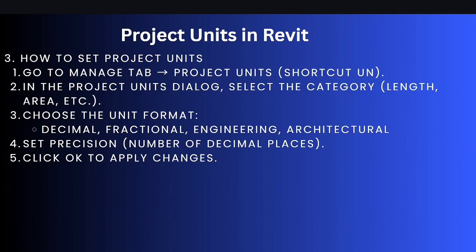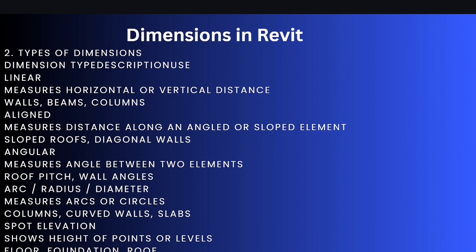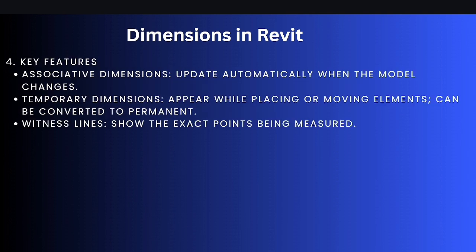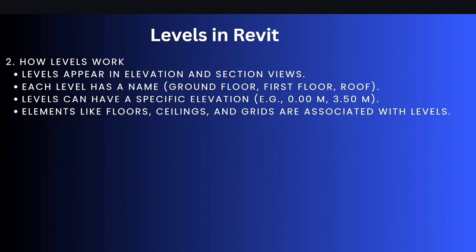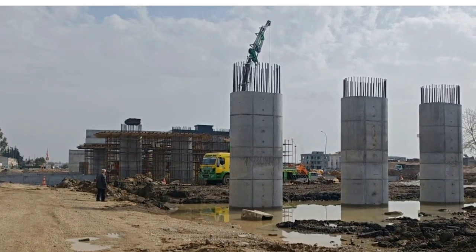How to set up the project, just screenshot this. In Revit, like in AutoCAD where we do linear, aligned, and radius dimensions, the same things will be in Revit. How to add dimensions: go to the Annotate tab, Dimensions. Key features. What are the key features of this? We actually did the theory part, so the introduction video is over.